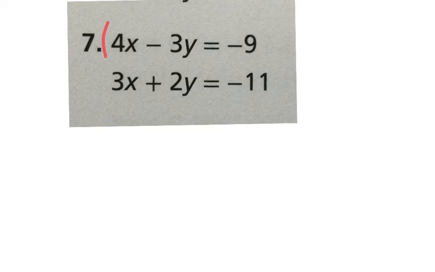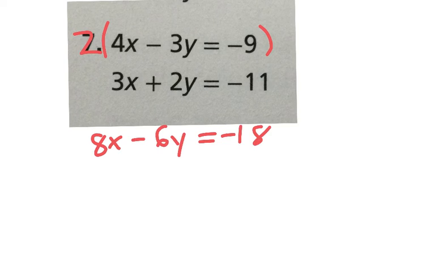So if I want to make the top one, because it's already negative, let's make the y become -6. So what do I need to multiply -3 by to make it become -6? +2. So I'm going to multiply everything in the first equation by 2. That would give me 8x minus 6y equals -18. Now, I've made the y value -6.